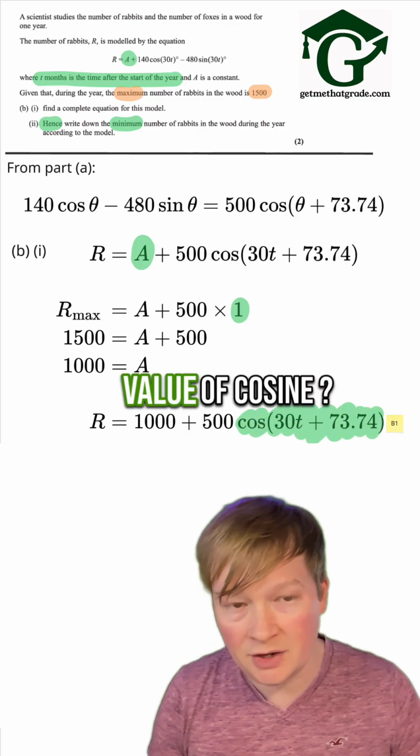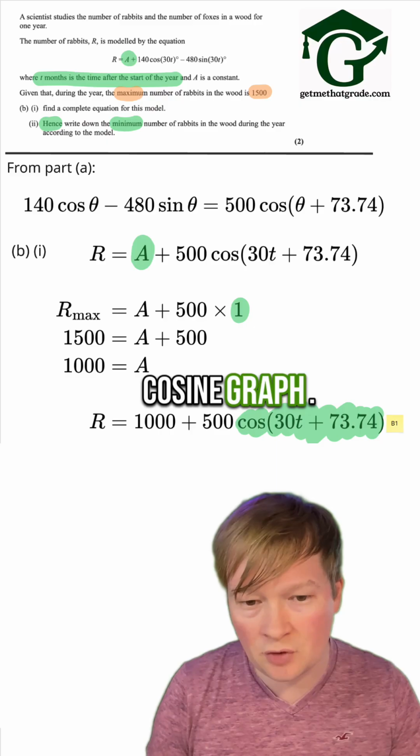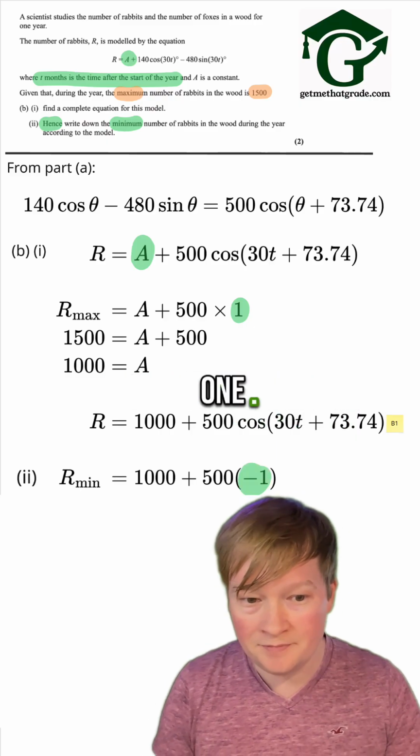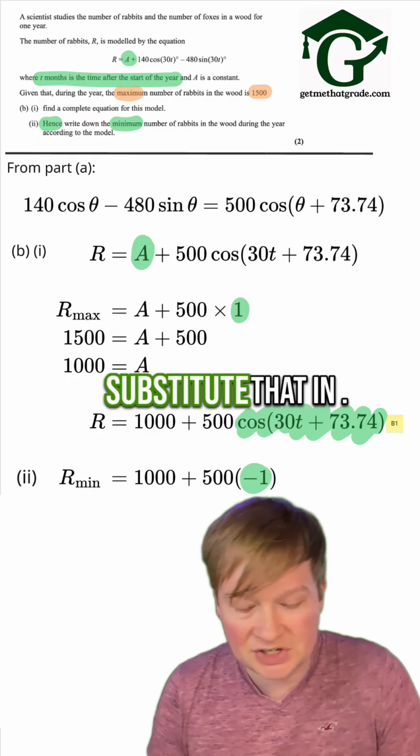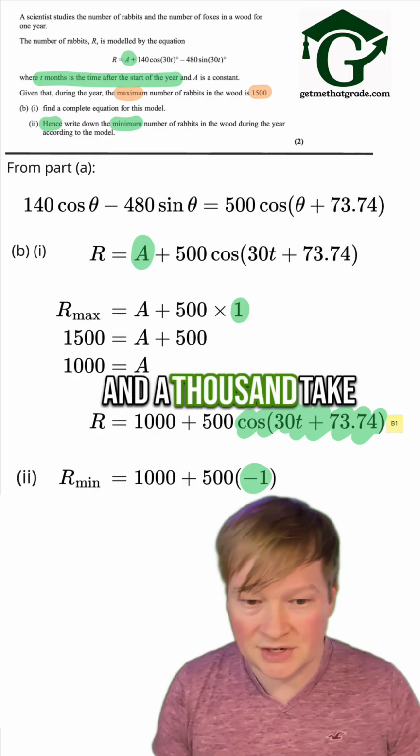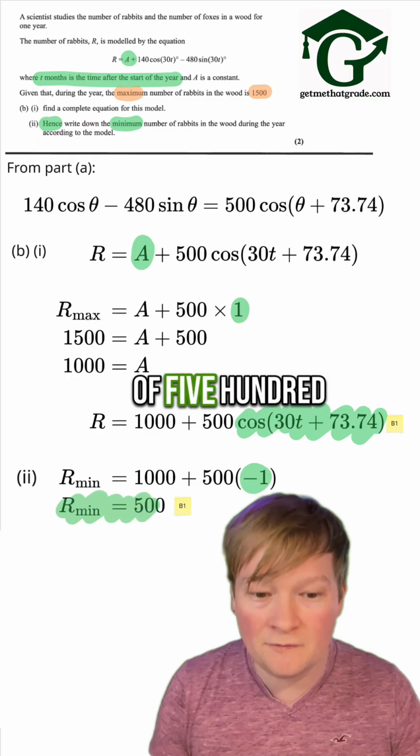What's the minimum value of cosine? Think about the cosine graph. The minimum is -1. So R is going to take on its minimum when this part equals -1. So we just substitute that in. And 1,000 take away 500 gives us the minimum of 500.